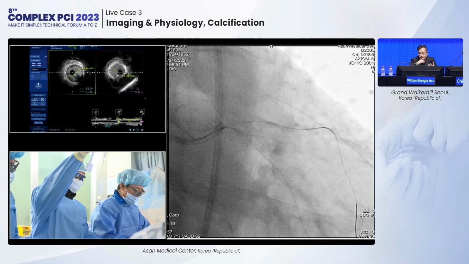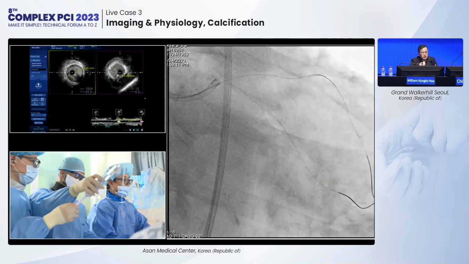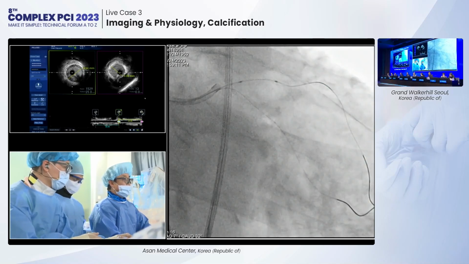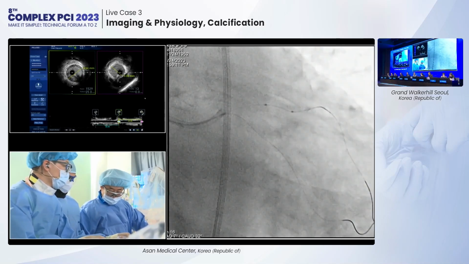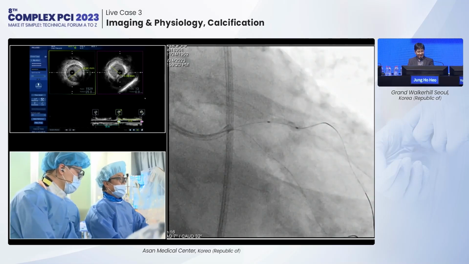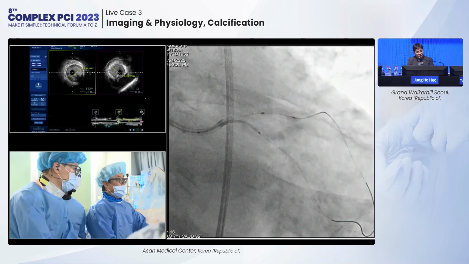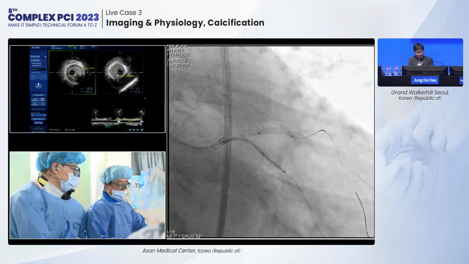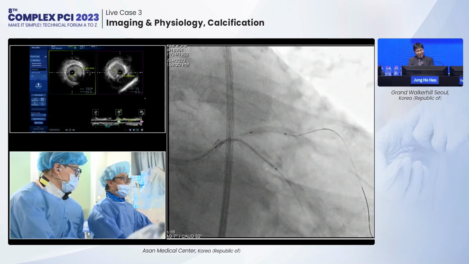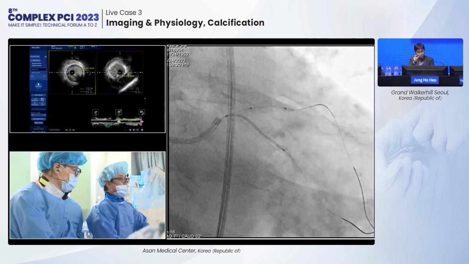OCT is able to look at the thickness of the calcium. But I think that in this case, it is nearly impossible to penetrate the LCX with the OCT catheter. The OCT catheter is, I know, more flexible, but let's say we do a pre-dilatation and then try to do OCT. Even though the angulation is not so good in this situation, the stent also entered the LCX poorly, maybe due to the angulation.